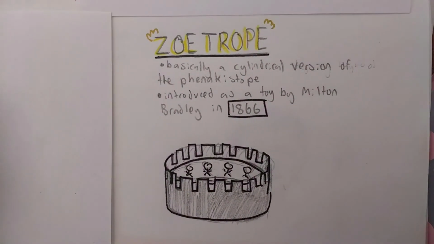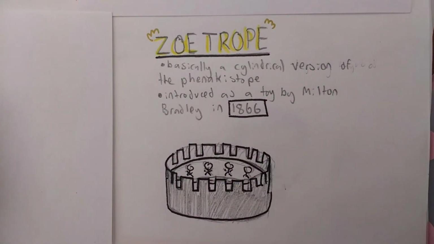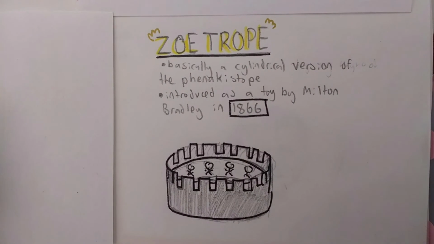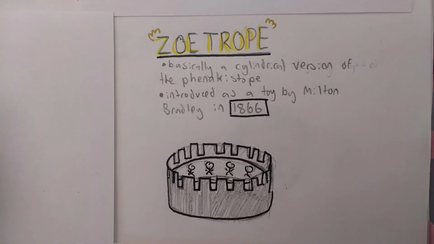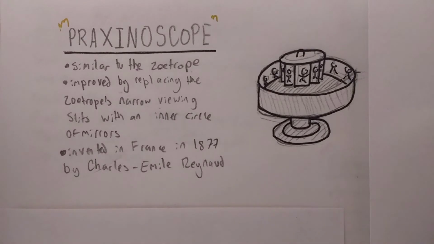Zoetrope, basically a cylindrical version of the phenakistoscope. It was introduced as a toy by Milton Bradley in 1866. Praxinoscope, similar to the zoetrope, improved by replacing the zoetrope's narrow viewing slit with an inner circle of mirrors. It was invented in France in 1877 by Charles-Émile Reynaud.